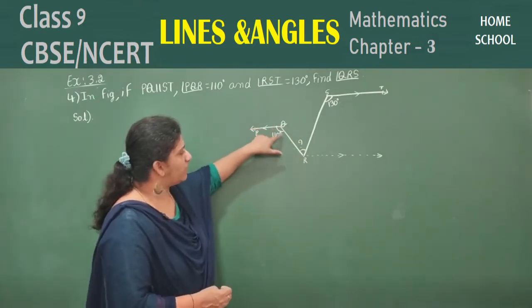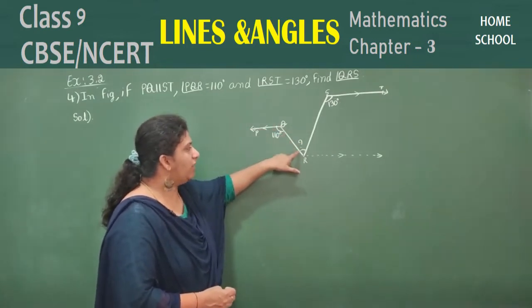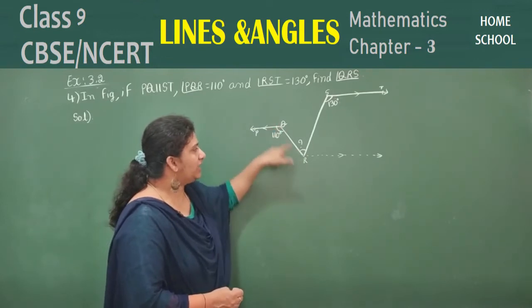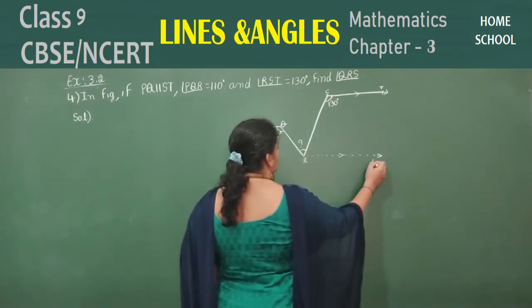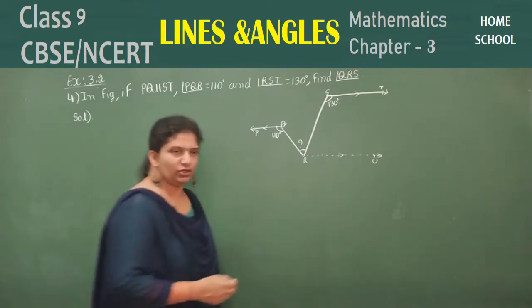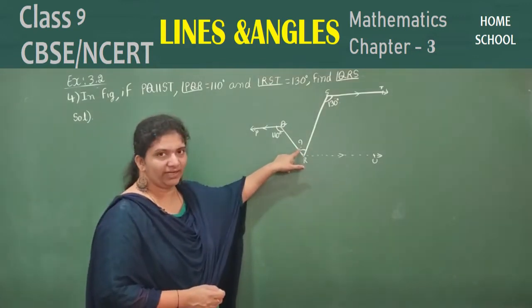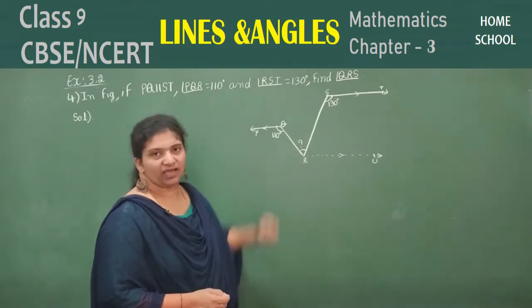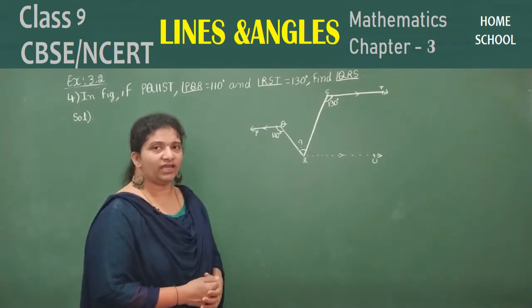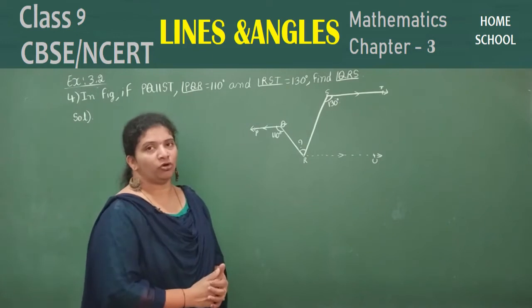I can say this 110 degree is alternate to angle QRU. Let's mark one letter U. So this complete angle from here to here is 110. I need only this angle. So how can I find it? I just remember one more point here.